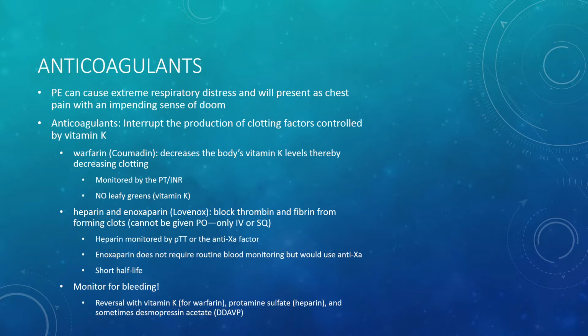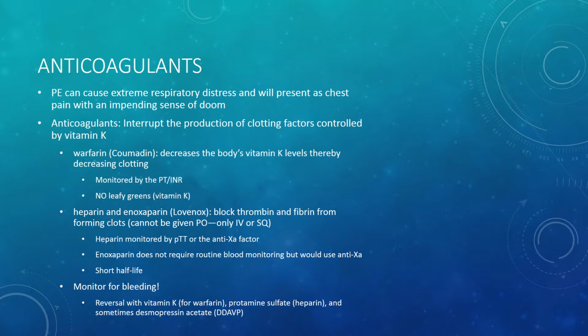breaking that clot down. Warfarin is monitored by the lab PT-INR, and because it works by affecting vitamin K, you have got to educate your patients that they need to avoid eating leafy greens and those foods that contain high levels of vitamin K, because you will essentially reverse the effects of Coumadin and they could develop life-threatening blood clots.